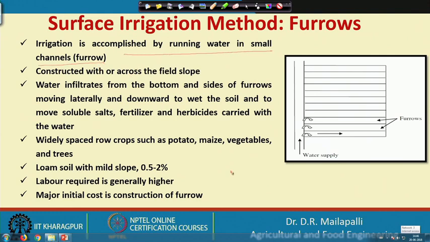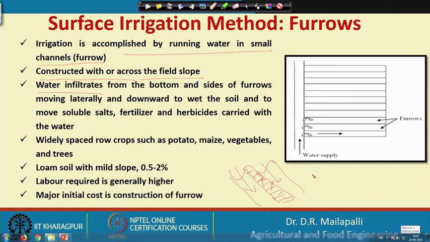If you see, just like here, you have some kind of furrows. Water will enter through the furrows, and this land is a furrow strip, where the plants are going to grow. This is constructed with or across the field slope, and water infiltrates from the bottom and sides of the furrows, moving laterally and downward to wet the soil and to move soluble salts, fertilizer and herbicides carried with the water.